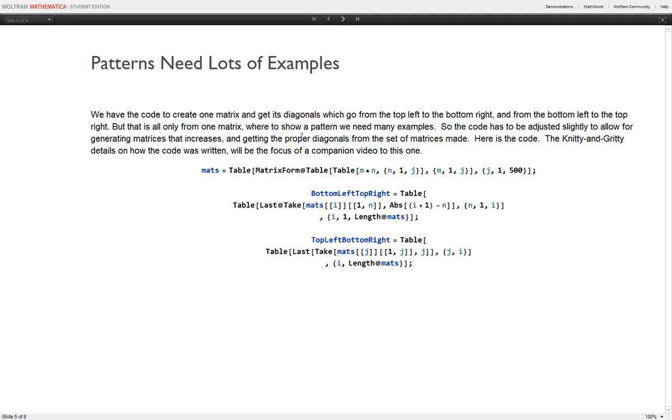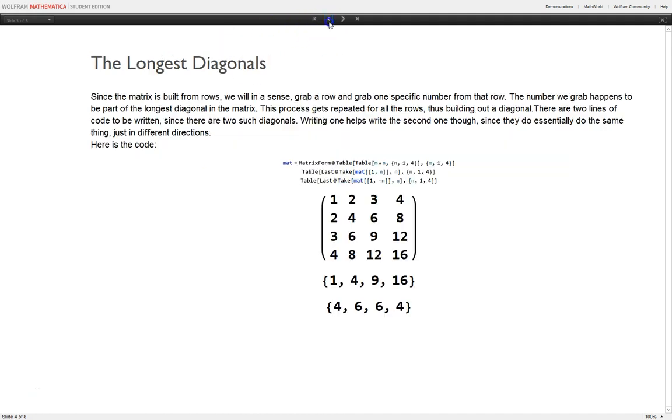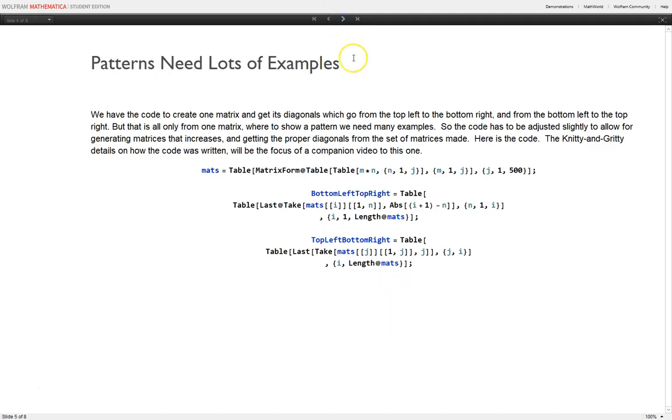So we're looking for a pattern, right? And patterns need lots of examples. So we're going to change the code a little bit. Instead of just getting one matrix and one diagonal, which is what we did here, this code made the matrix, this code grabbed this diagonal, this code grabbed the other diagonal. We're going to change the code so we could get lots of matrices and get lots of diagonals.